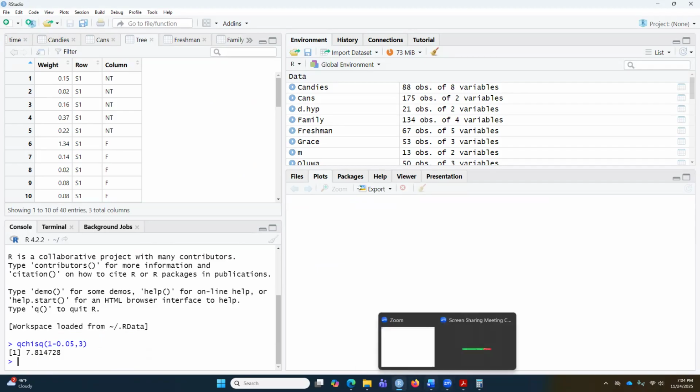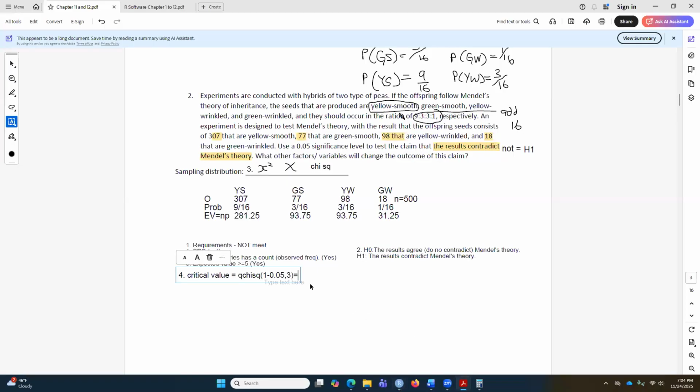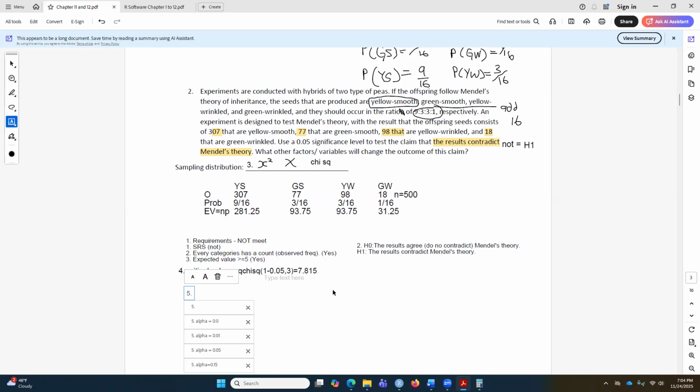815. Again, I'm not picky about how many decimal places. Make sure you know how to do this in your RStudios. Okay. Then step number 5, you have to find the p-value and the test statistic. In order for you to find this, you need to use again your RStudios, where your counts will be the observed frequency and your probability is those probabilities.